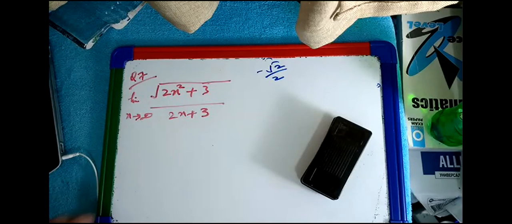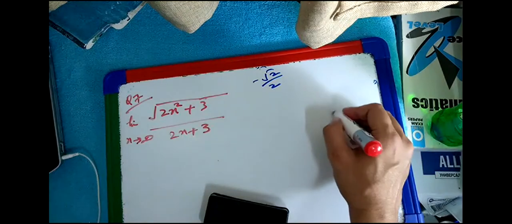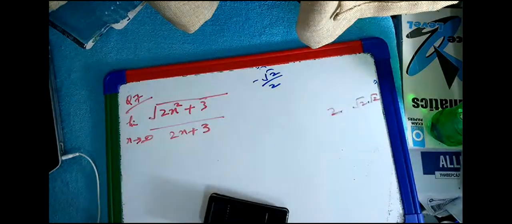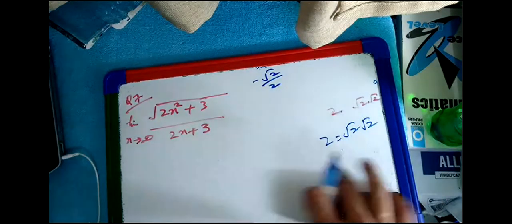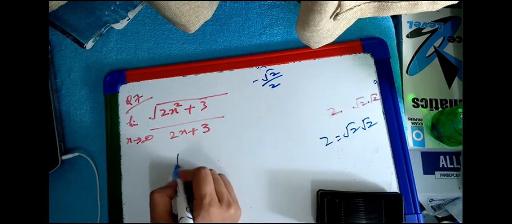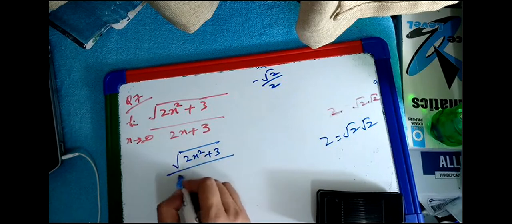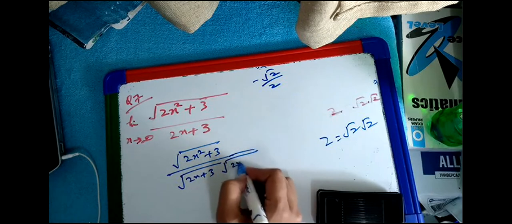Okay, what I do, do you know if I say 2 equal to square root of 2 times square root of 2. Can I write like this? Yep. Because 2 equal to radical 2 squared. So this type of concept I want to do over here. So this will remain same, and this if I write 2x plus 3, 2x plus 3, this one.